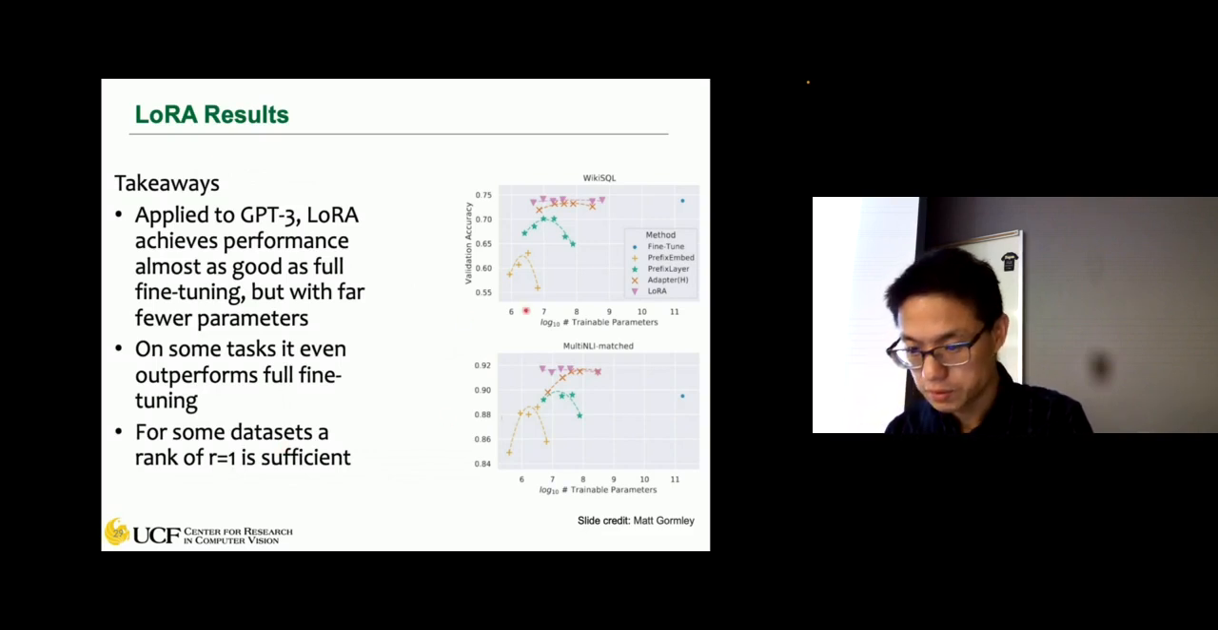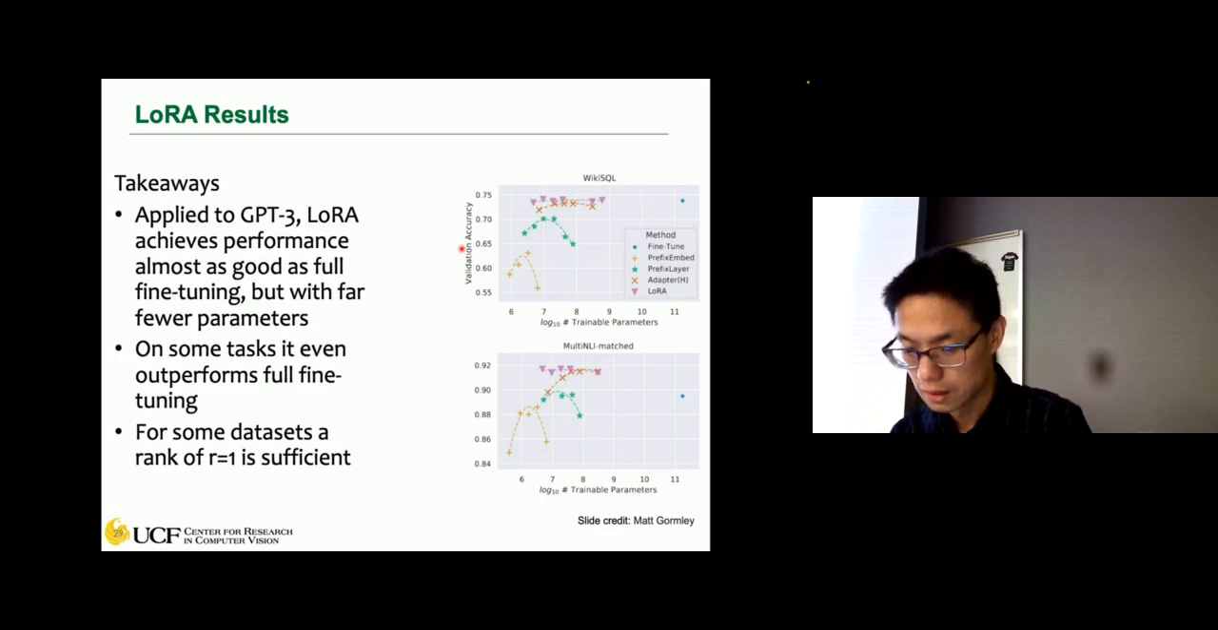They also did some other experiments. A couple of takeaways: LoRA is able to achieve performance almost as good as full fine-tuning with far fewer parameters. We are only tuning these very low-rank matrices B and A, but we are able to achieve very good performance compared to full fine-tuning. One potential reason is that the downstream data set may not be very different, so you don't necessarily have to change all the parameters in your network.